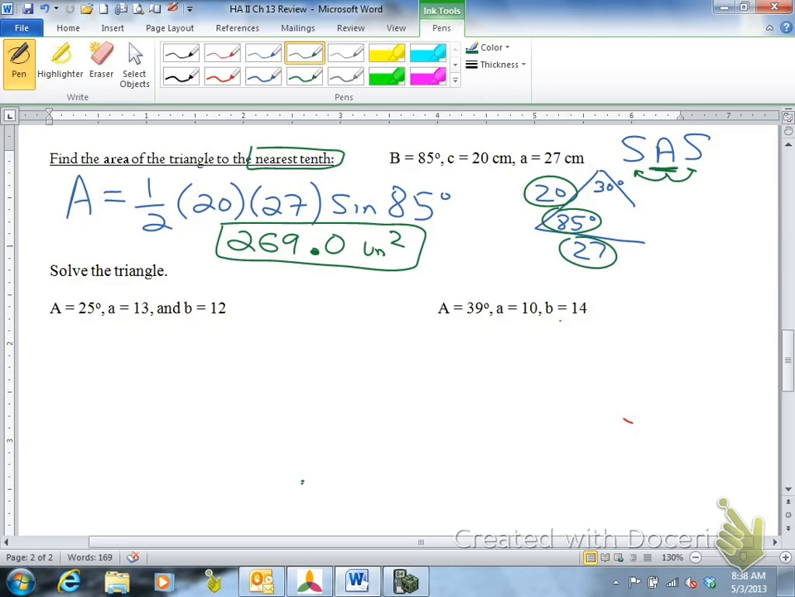I do know the units. Oh, I can fix this. Centimeters squared.